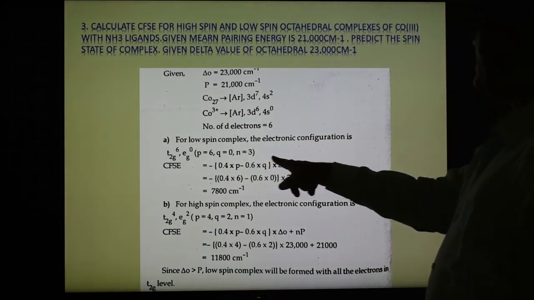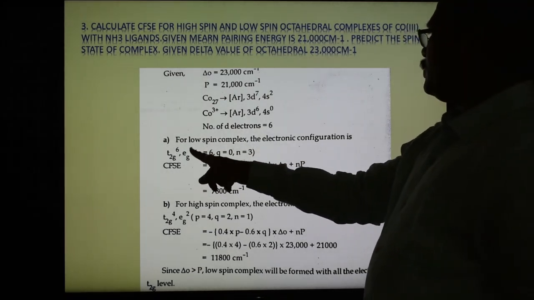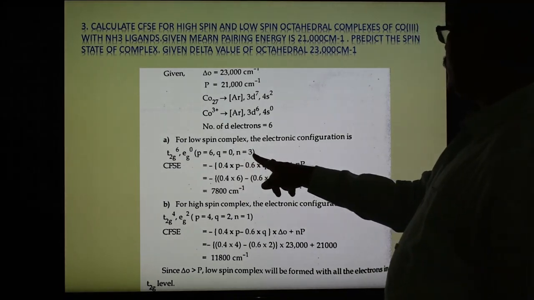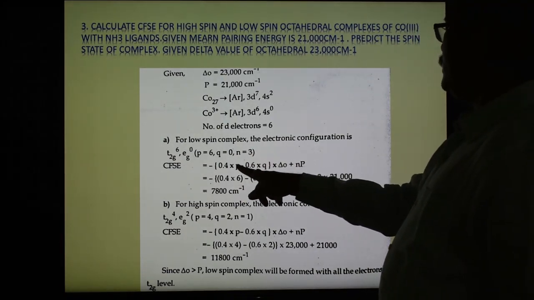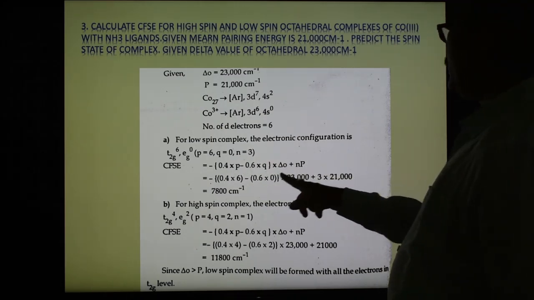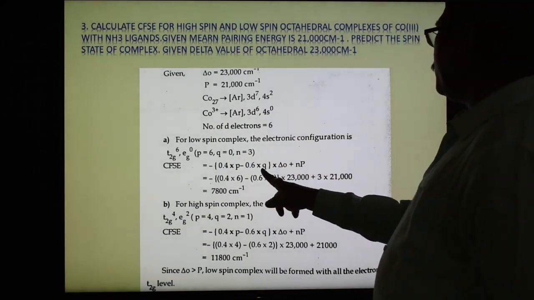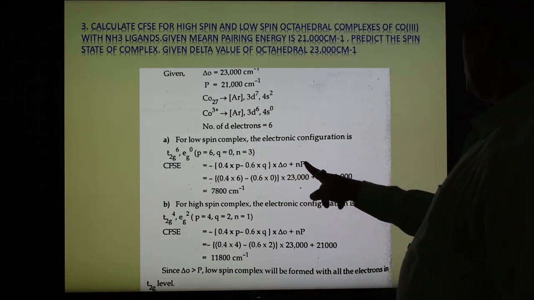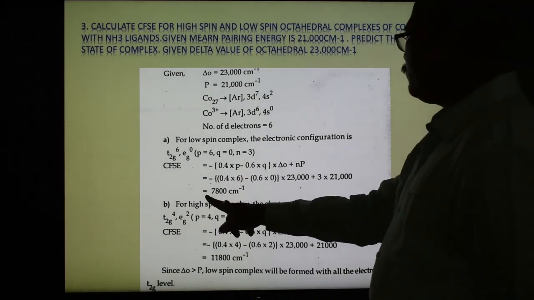For the low spin complex, the configuration is t2g6 eg0. The number of t2g electrons is 6, eg electrons is 0, and the number of electron pairs is 3. So N is the number of paired electrons, 3. This is the equation to calculate. Put in the values of P, Q, delta O and NP, where N is the number of paired electrons, 3, and P is the pairing energy. After calculation we get this value.